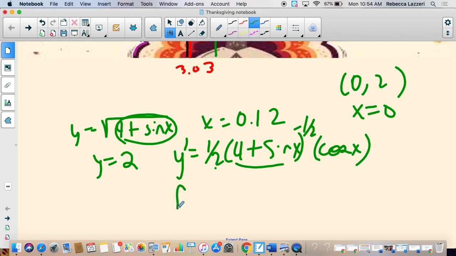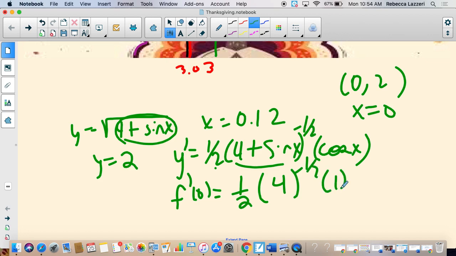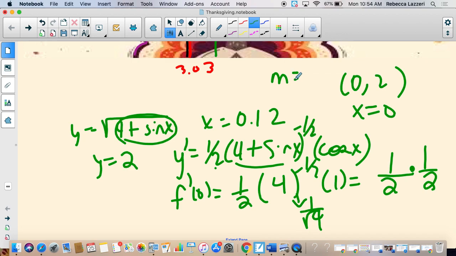And so if I want f prime of 0, if it was free response and I'm showing my work, the sine of 0 is 0, and the cosine of 0 is 1. So I get 1 over 2 times, actually 1 over 2, because this goes down to the bottom, 1 over square root of 4. And so the slope of the tangent line is 1/4.